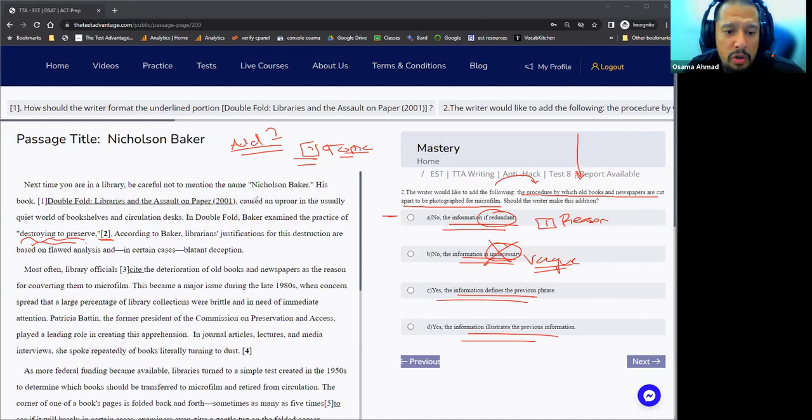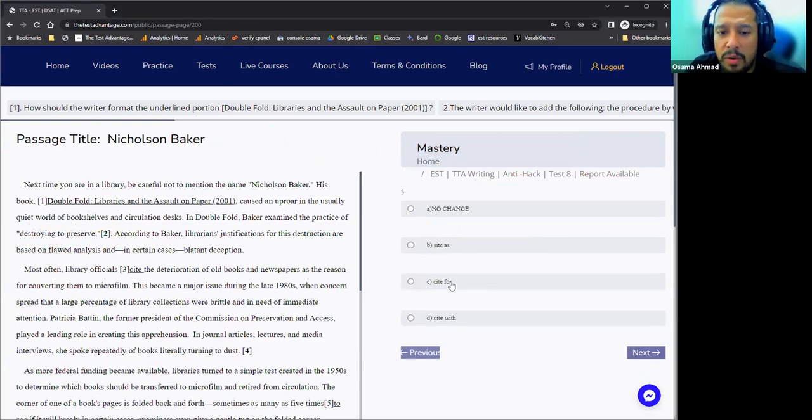Remember? redundant مكتوبة فين? The procedure by which old books and newspapers are cut apart to be photographed for film. Well, where's the redundancy here? So احنا قلنا الإجابة بتاعتنا دايما في reason مش في yes or no. And it defines, right? بيقول لنا يعني ايه destroying to preserve. So answer C was the best answer. Question number three.